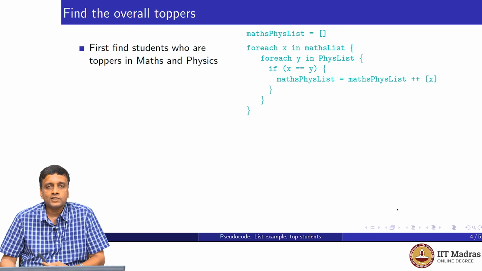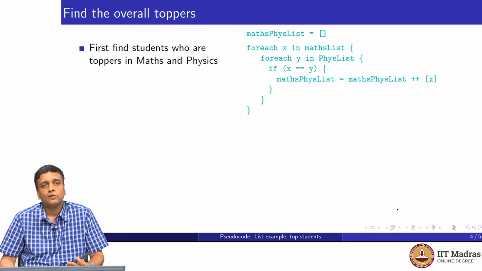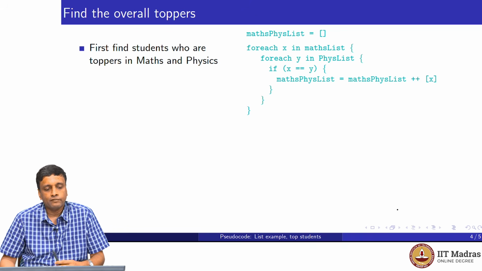So we start with this maths physics list set to be empty, and now for every student who we have put in the maths list, we check for every student who we have put in the physics list if they are the same or not, and if we find that there is an x in the maths list which is equal to a y in the physics list, then we add that x to the maths physics list. So the maths physics list, which we have created now, is a list of toppers in both maths and physics.